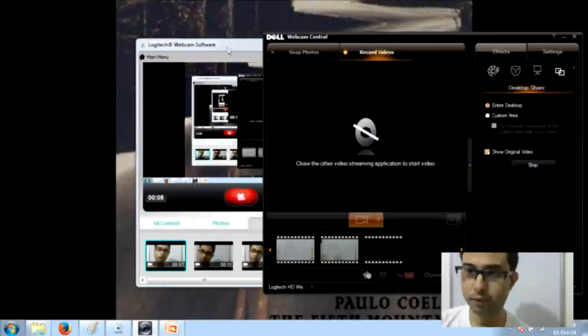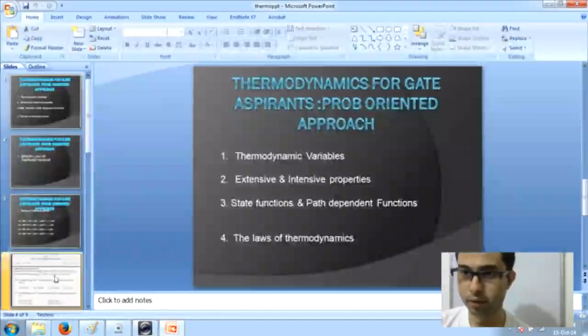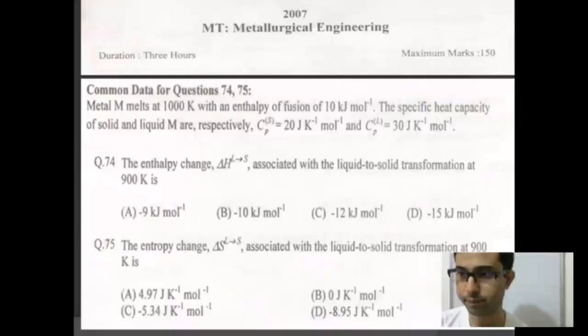So as we are discussing, we are going to show you the question paper and let's see what the question says. So let's go back to the question directly. So this is the question. I hope this is very clear in the paper.